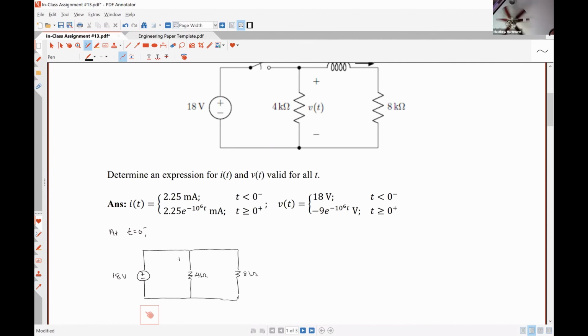And here is our voltage of interest at t equals 0 minus. I'm going to label that as V at 0 minus. And here's where our current will flow, so I'm going to call that I at 0 minus. So how could we go about calculating either of these two quantities, V at 0 minus or I at 0 minus?